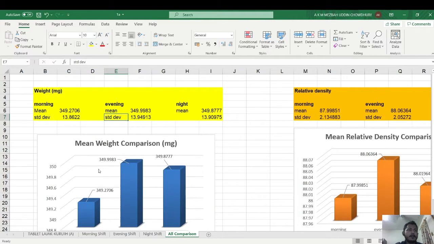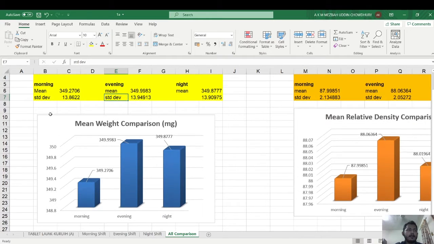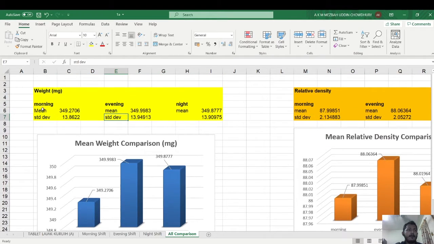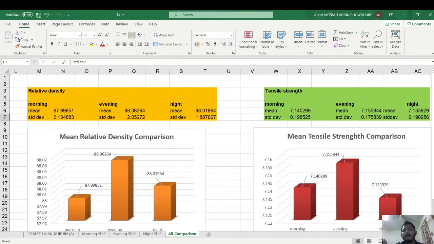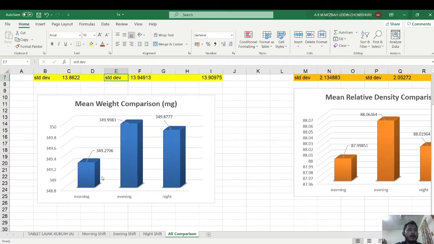In this Excel sheet, we have summarized the data for the weight for morning, evening, and night shift, the relative density, and the tensile strength for all the shifts. Here, in this graph, we can see the minimum weight comparison between all the shifts, and we can see the evening shift has the most mean weight.